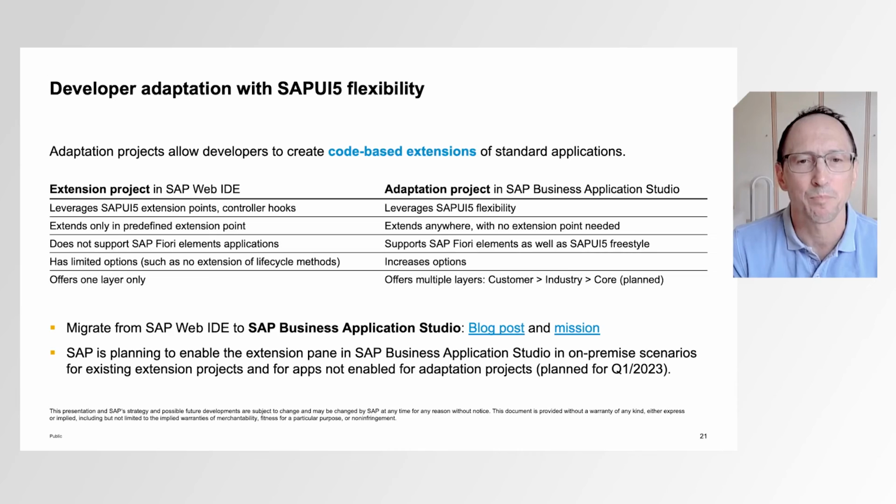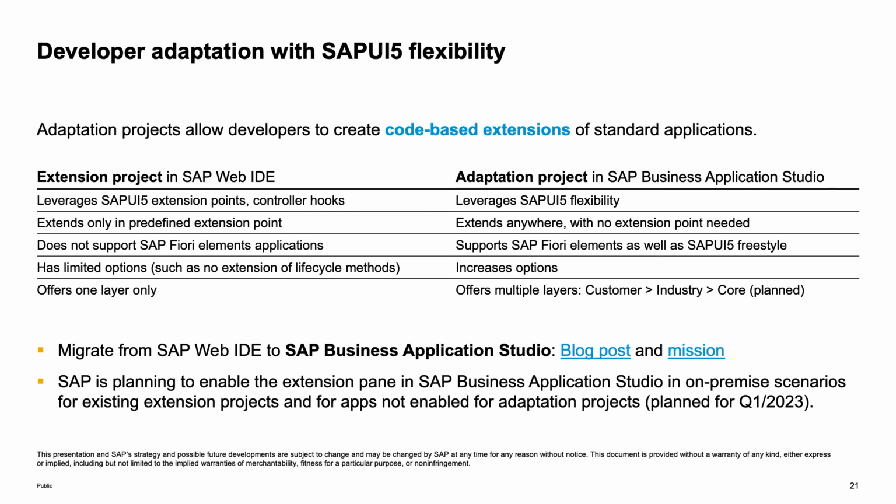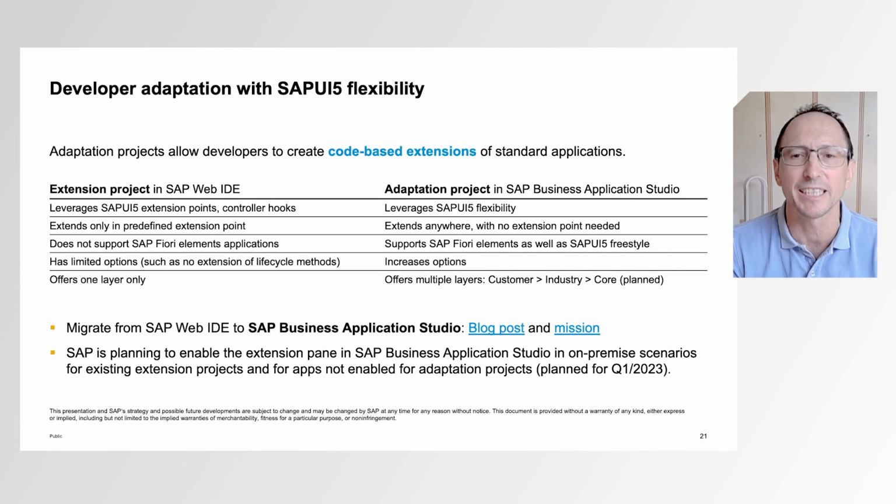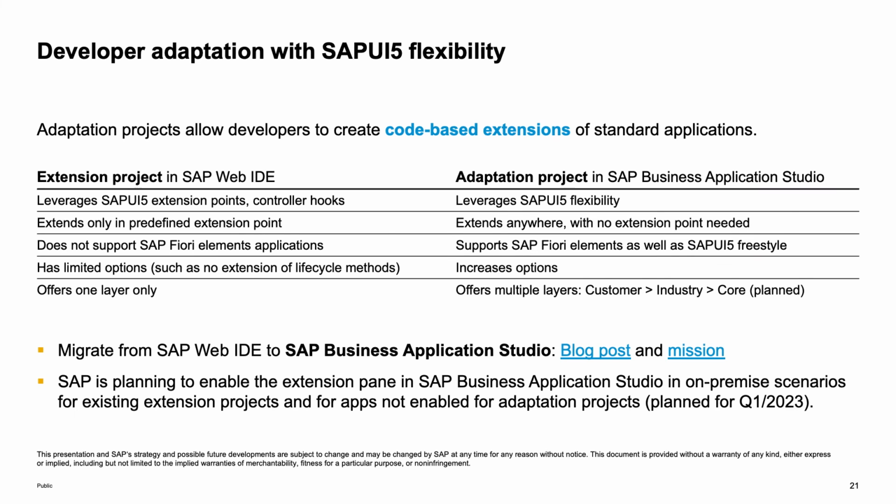You have now seen the power of key user adaptations. The code-based extension using an adaptation project is even more powerful. It comes at slightly higher costs, I have to admit, but only slightly. And going forward, some of you might have already used extension projects in SAP Web IDE. The future is clearly adaptation projects in SAP Business Application Studio. It can do more. It can extend anywhere, no need to rely on extension points. It supports SAP Fiori elements as well as SAP UI5 Freestyle, and it has more options and offers multiple layers. In case you already have extension projects, consider migrating them using our migration guides.